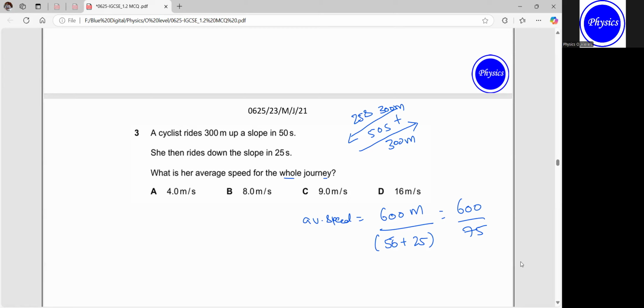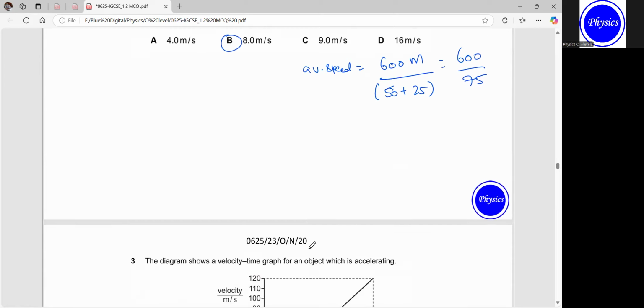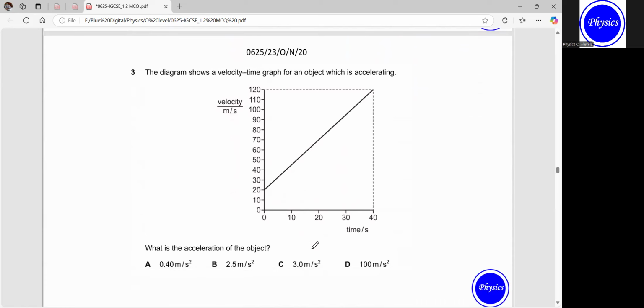Let's see. Yeah, please check. The next one. So how do you do this one? This is a velocity time graph. Speed time graph and velocity time graph are more or less the same, except in velocity you will have some negative velocity. We are not dealing with that one, but a velocity time graph is similar to a speed time graph. Here, the diagram shows the velocity time graph for an object which is accelerating.